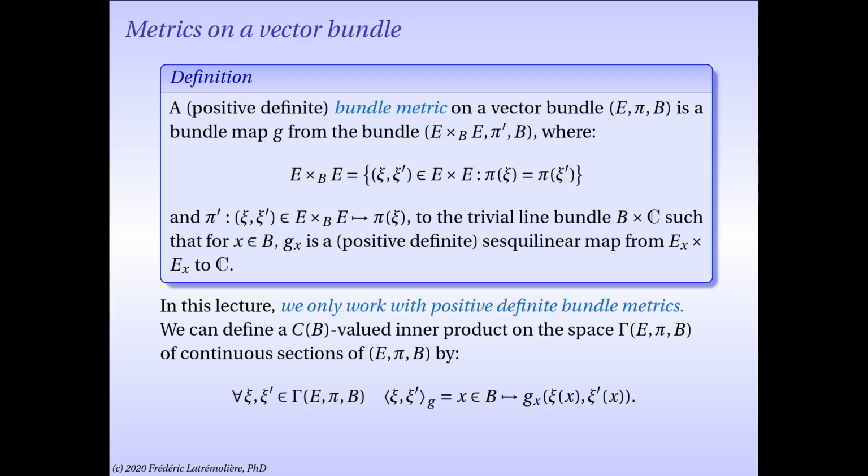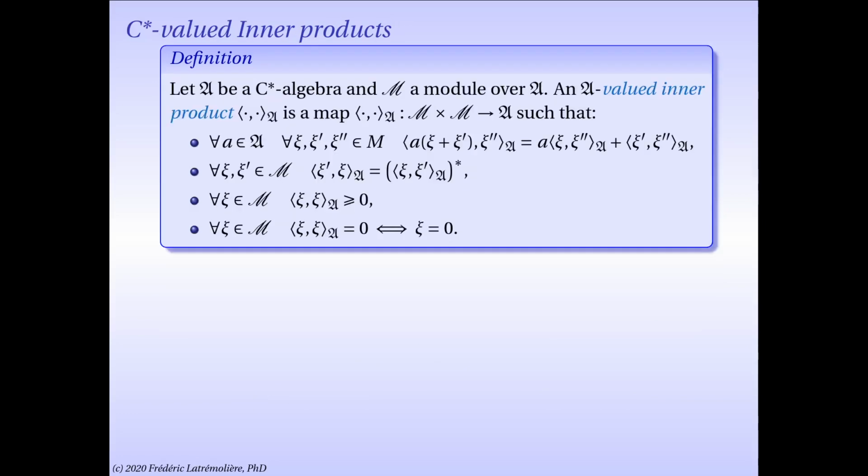The resulting structure is called a Hilbert module. Let's define this notion. An inner product over M valued in A is a map from M times M to A such that, first, for all a in our C-star algebra and for all xi, xi prime, and xi second, the inner product of a xi plus xi prime with xi second is a times the inner product of xi with xi second plus the inner product of xi prime with xi second.